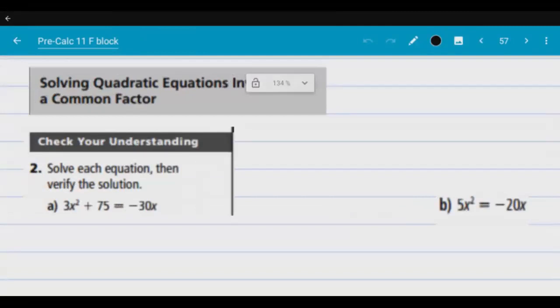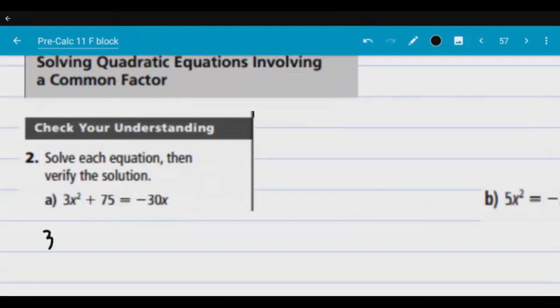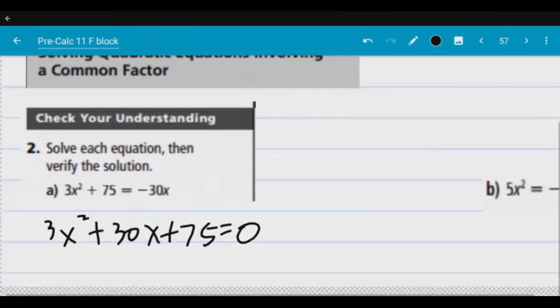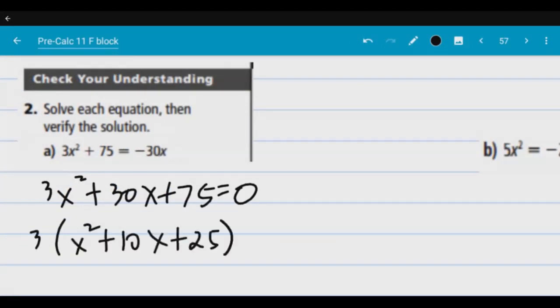As you look at this problem, what we have seen is when we solve a quadratic equation, the idea is to get everything on one side and make it equal to zero. All right, so why don't we do that here? We have 3x squared plus 30x plus 75 is equal to zero. What do you notice? All three terms are divisible by 3. So let's take that out. Let's factor it out. 3 times x squared plus 10x plus 25 is equal to 0.